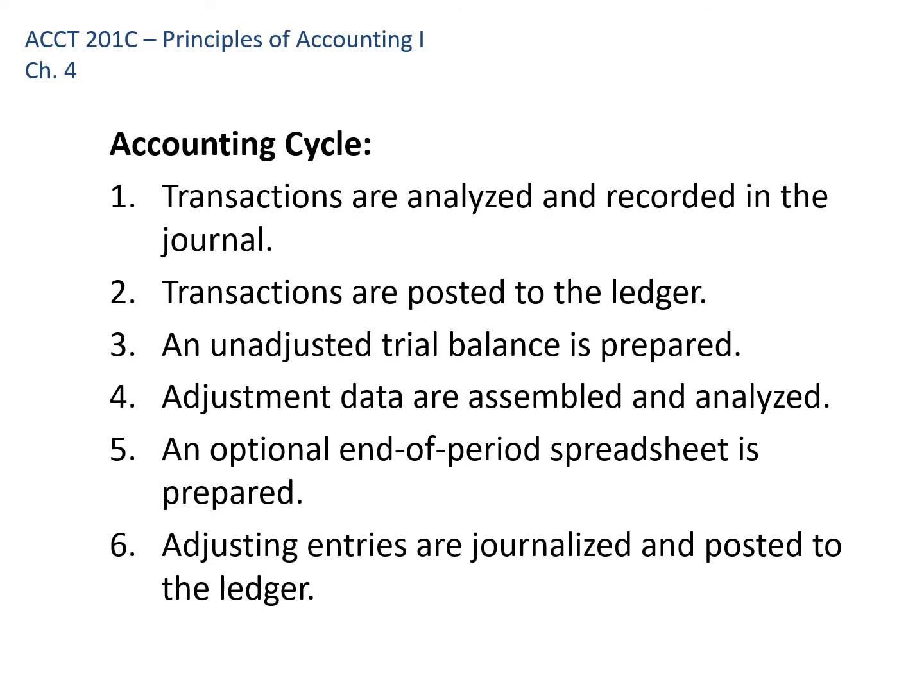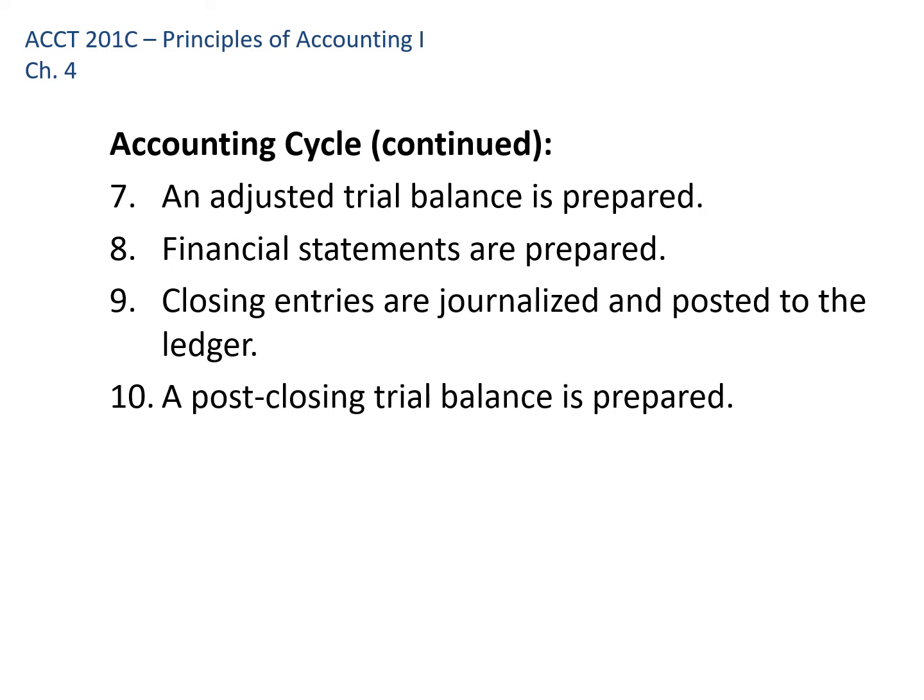Then we'll do adjusting journal entries and post those to the ledger. And we'll prepare an adjusted trial balance, making sure that we haven't added any mistakes, that things still look good. If everything looks good, then we'll use that adjusted trial balance to prepare financial statements. When those are done, we'll do the closing entries, and then the last step is to make a post-closing trial balance, which should just be our balance sheet accounts. It will only reflect our permanent accounts. All of the revenue and expense accounts and the drawing account should be zero.